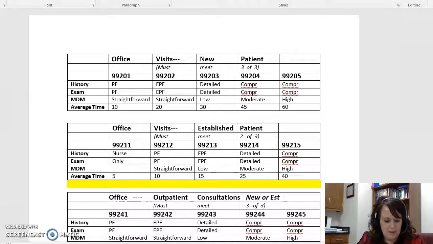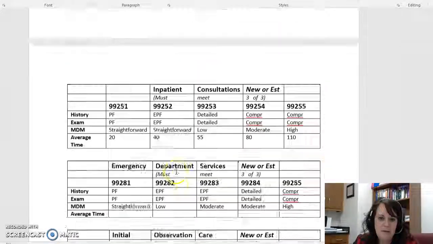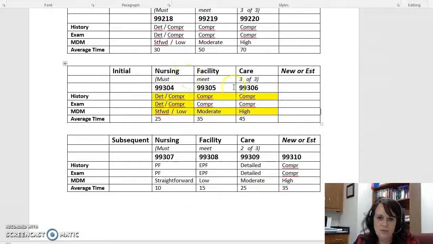So if I go to 99304, I'm looking at page 26, and I see that it is initial nursing facility visit, and there are 3 different codes I can pick, right? 304, 305, and 306. All of those need all 3 key components. Then I could pick my levels and pick my code. I can do it from the book, or I can go here and see initial nursing facility care.